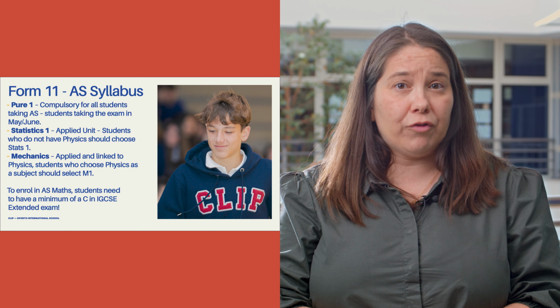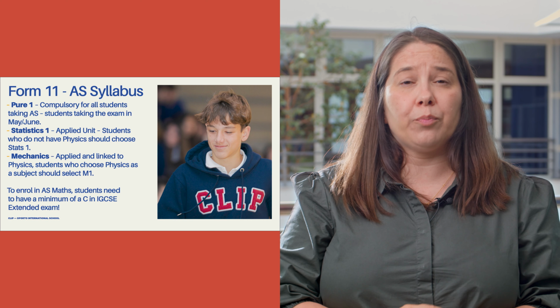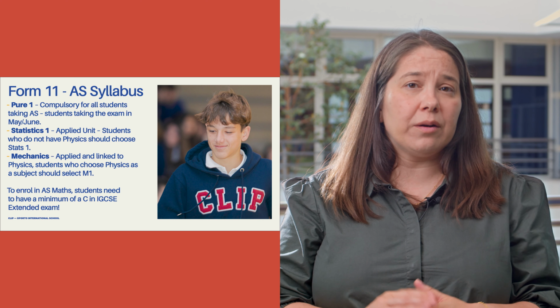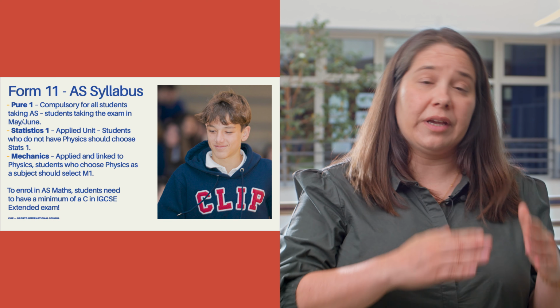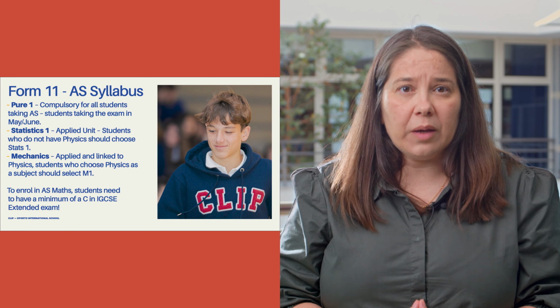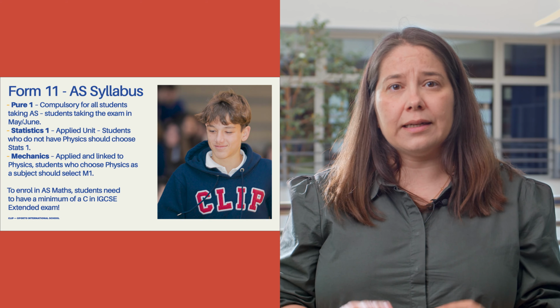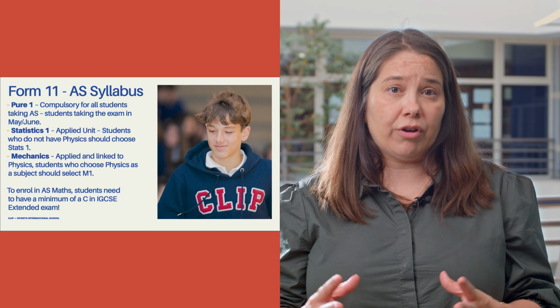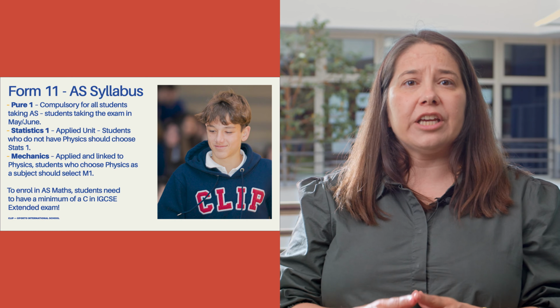At AS level in Form 11, students take two papers, Pure 1 and an applied module, which can be either Mechanics 1 or Statistics 1. In the pure mathematics paper, students develop key skills in algebra, trigonometry, and calculus, forming a solid foundation in mathematical thinking. This paper accounts for 60% of the final AS grade, while the applied module makes up the remaining 40%. The same weighting applies to the A2 modules.